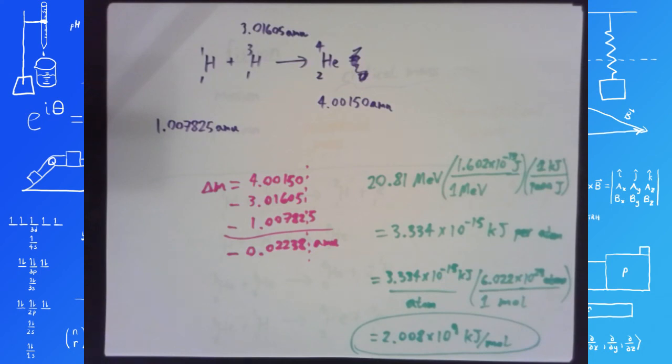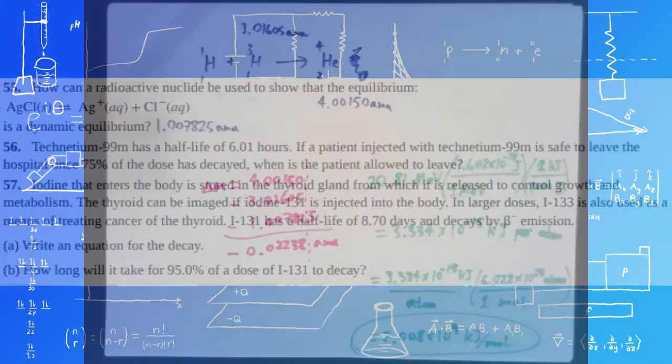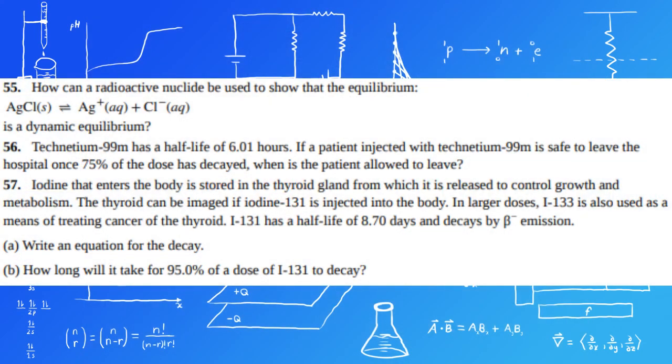Okay, let's move on to one last page of problems, if there's anything relevant here. Let's go through it. 55, how can a radioactive nuclide be used to show that the equilibrium of silver chloride and water is a dynamic equilibrium? So this was actually mentioned in, I think, video number 10 or maybe video number 11. One or the other. This same exact problem. The wording is slightly different, but this problem was mentioned in one of those chapters.